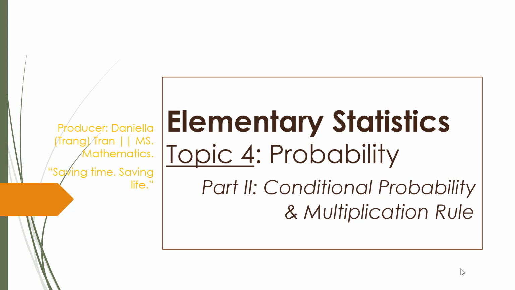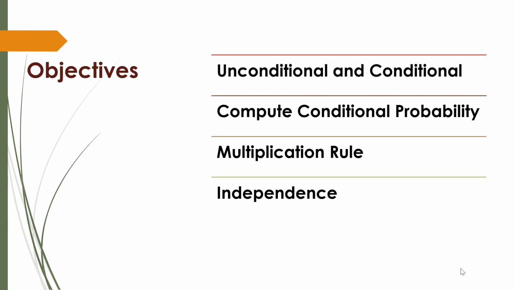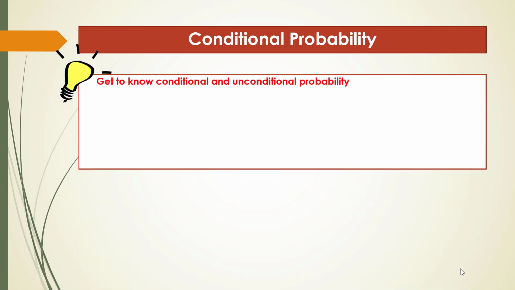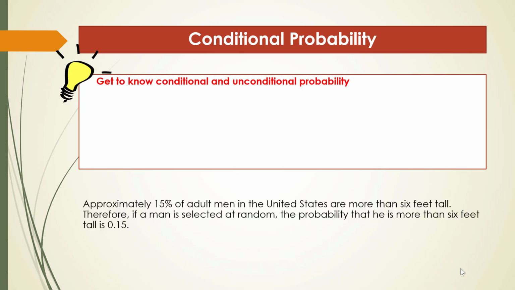Daniel's here, and today I'm going to talk about conditional probability and the multiplication rule. So first, let's start off with conditional probability. What is the difference between conditional and unconditional probability?